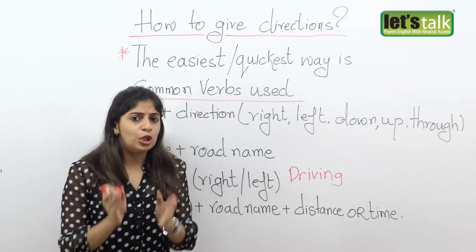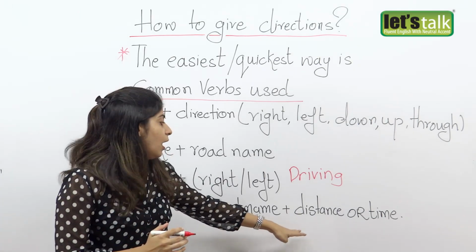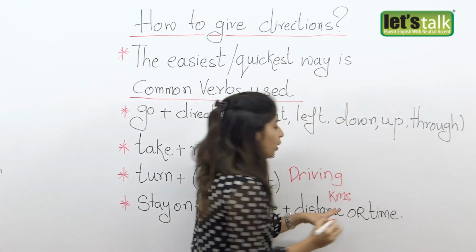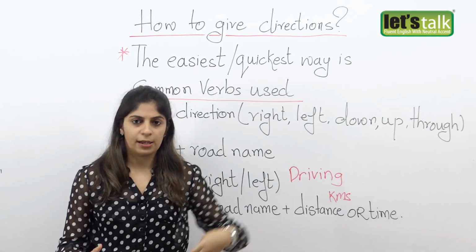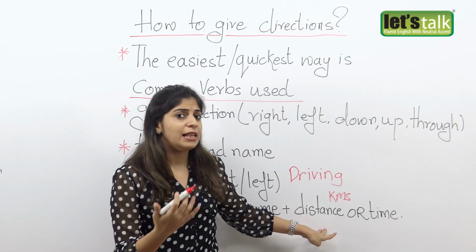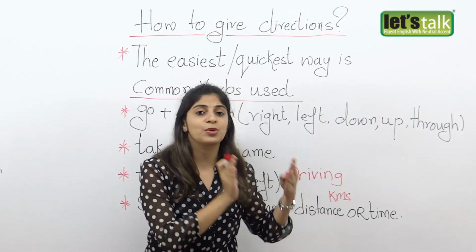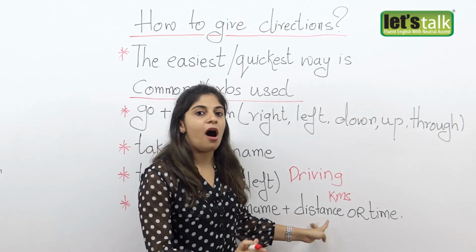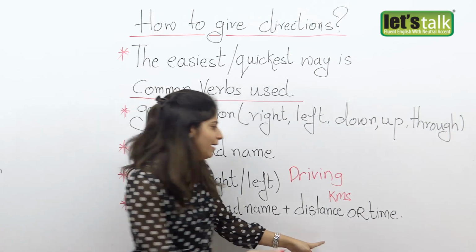Now, distance, usually in most countries, we say kilometers, okay? That's how we calculate the distance. Stay on the link road for 3 kilometers, okay? Or usually, especially in the United States, we say miles. We do not calculate the distance in kilometers. We always calculate the distance in miles. So you would say you stay on the link road for 2 miles or 3 miles, okay?